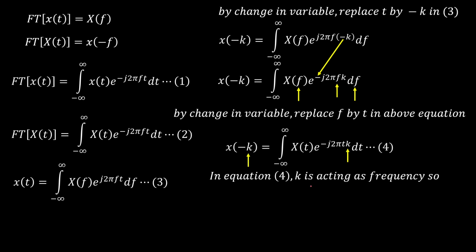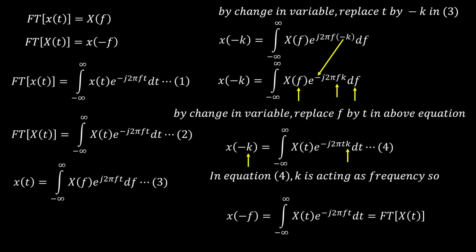So this expression, the new expression will be x of minus f equal to the integration of x of t into e raised to the power minus j 2 pi f t with respect to t, where t is changing from minus infinity to plus infinity, which is nothing but the Fourier transform of capital X of t. So if the Fourier transform of x(t) is X(f), then the Fourier transform of capital X of t is small x of minus f.